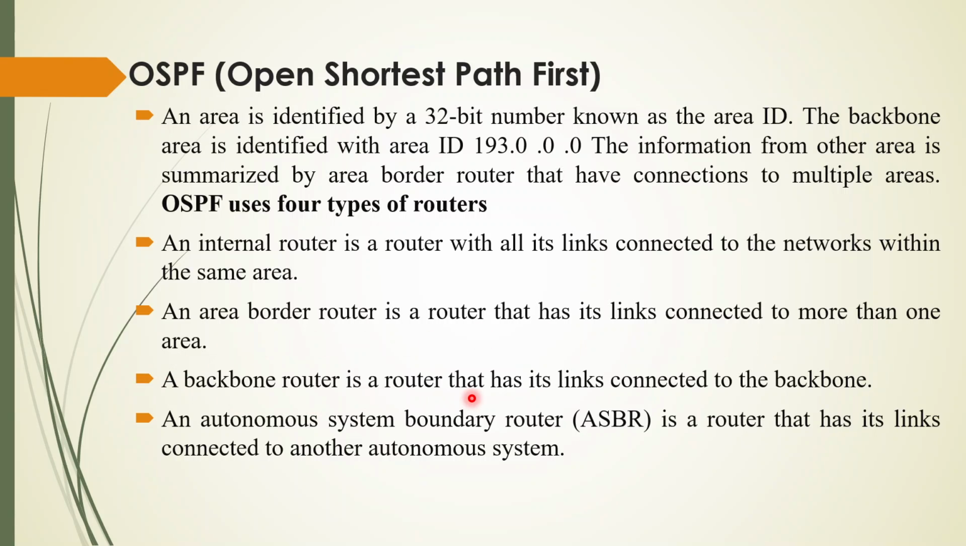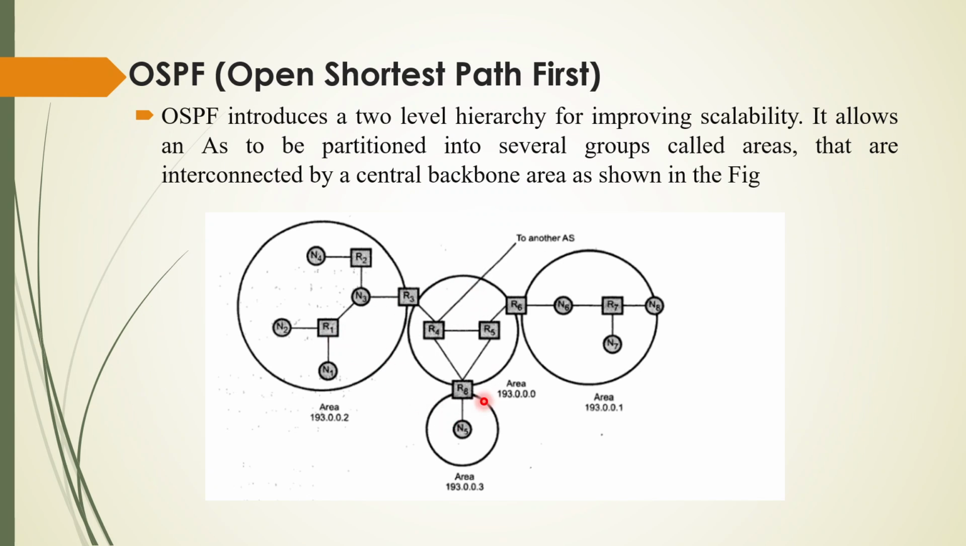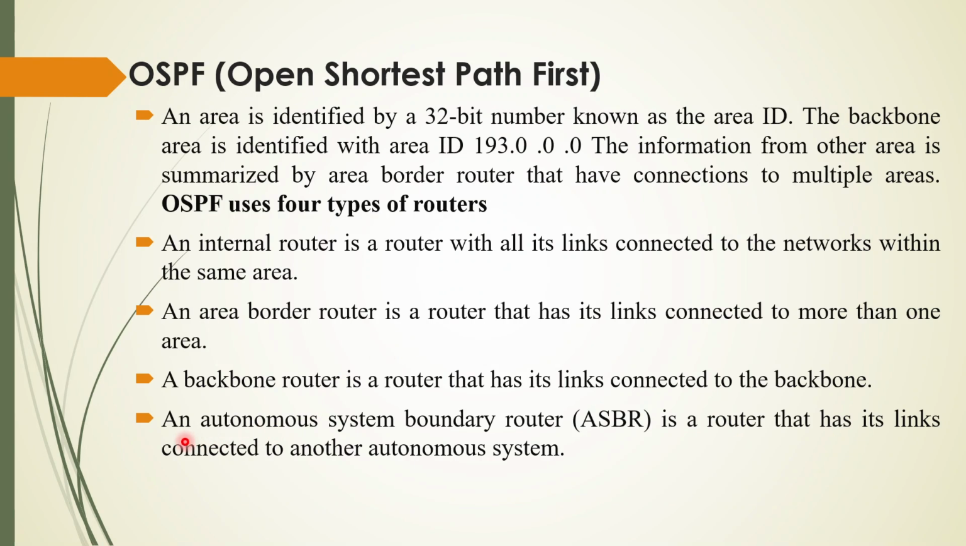A backbone router is a router that has its link connected to the backbone. So in this figure, this is the backbone area. An autonomous system boundary router, ASBR, is a router that has its link connected to another autonomous system. So when one autonomous system is connected with another autonomous system, then the autonomous system boundary router is used.